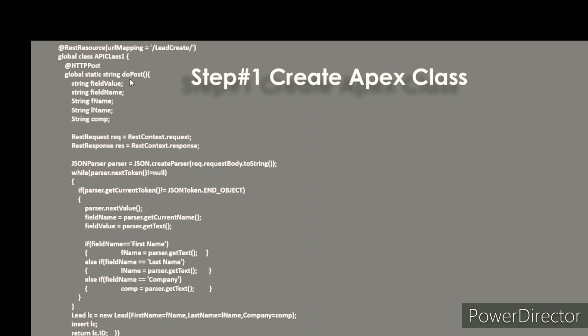doPost is my method. And then I have defined the parameters. So here I have request and response objects, and then I'm trying to get the value from the request body and putting it into a JSON parser, and then I'm iterating the JSON and trying to get first name, last name, company, and then creating a lead. And once I insert, I'm returning a record ID.